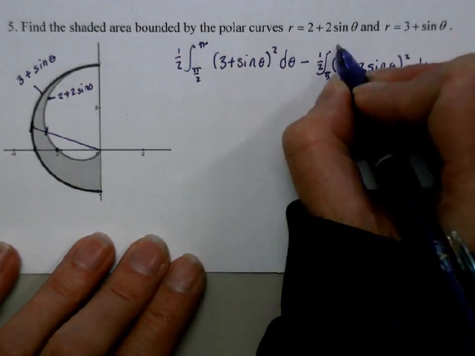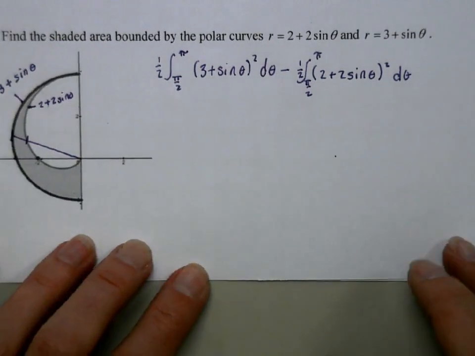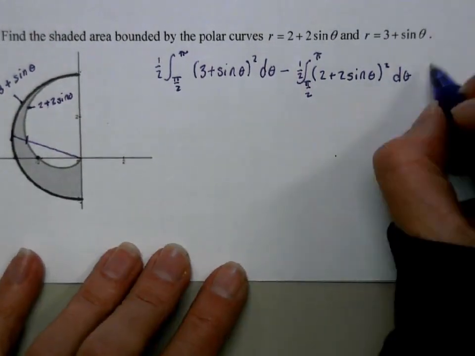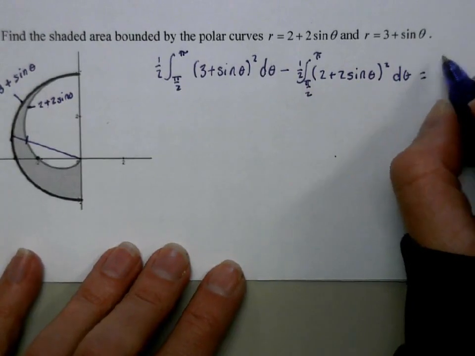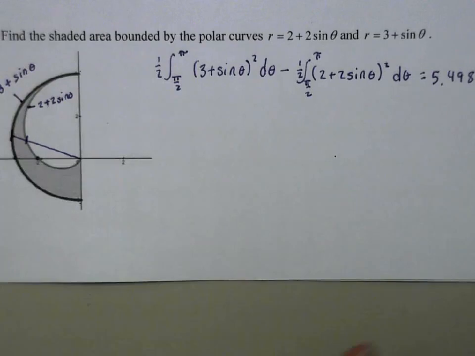Okay, so we're going from pi over 2 to pi for both of them, and then it's just 1/2 r squared minus 1/2 r squared, which gives us 5.498. Okay, now we can condense this all to one integral, since my limits of integration are the same.